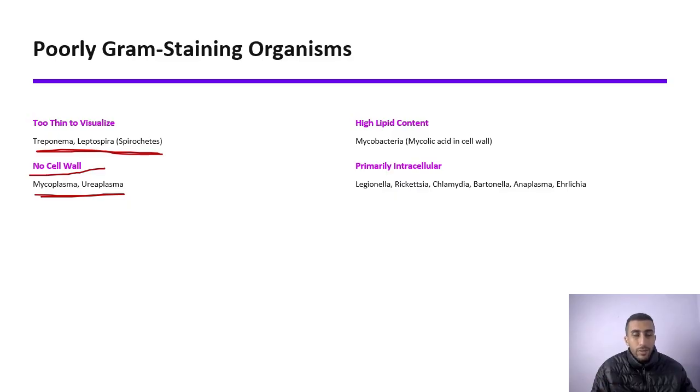So it is kind of irrelevant to do Gram staining for Mycoplasma and Ureaplasma. Others have a high lipid content, such as the Mycobacteria. For Mycobacterium tuberculosis, for example, Gram stain doesn't work because they have high lipid content and resist the dye. Others are primarily intracellular, so we have a hard time identifying them with a Gram stain, such as Legionella, Rickettsia, Chlamydia, Bartonella, Anaplasma, and Ehrlichia.